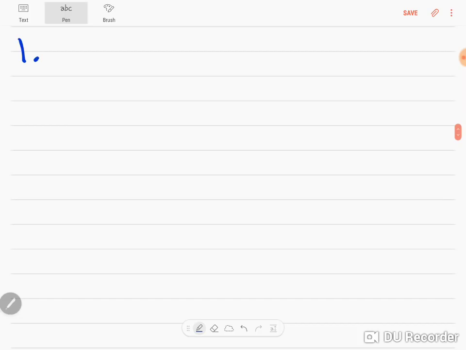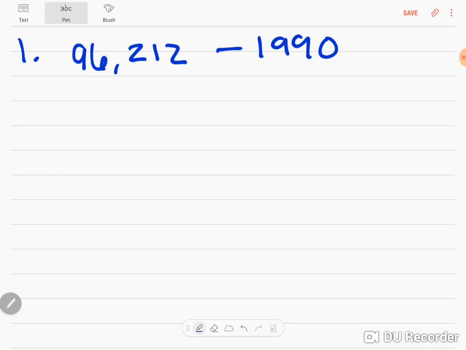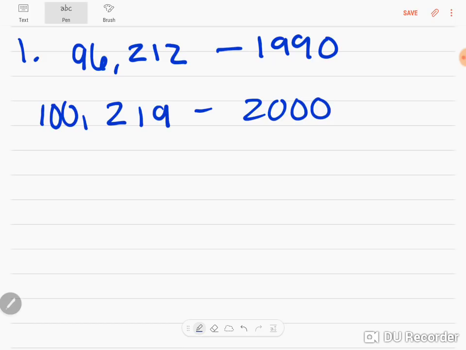Number 1, it says in 1990, Ashton's population was 96,212. By the 2000 census, its population had increased to 100,219. Ashton population in 2000 was how much greater than in 1990? All right, what we're going to do is we're just going to subtract. We're going to take 100,219 and we're going to minus that from 96,212.